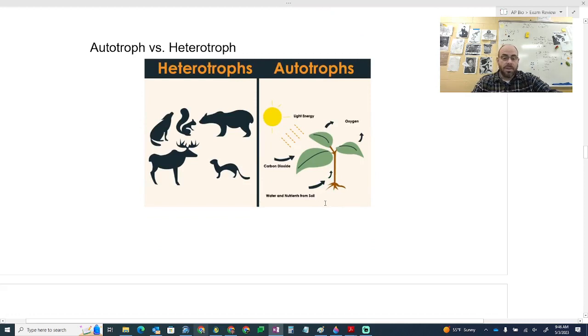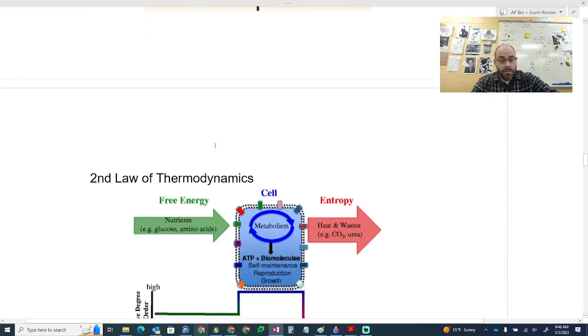This brings us to these two types of organisms, autotrophs and heterotrophs. Troph is just feeding of some kind. Hetero means other things, feeding on other things, and auto means self-feeding. And so it's just two types of organisms, 8th grade science there.